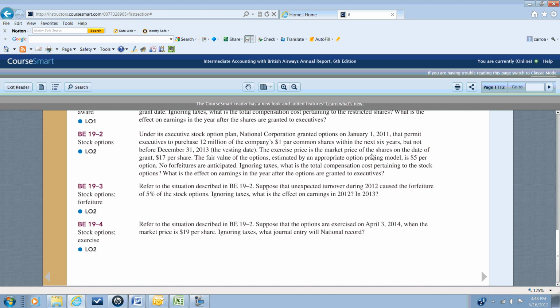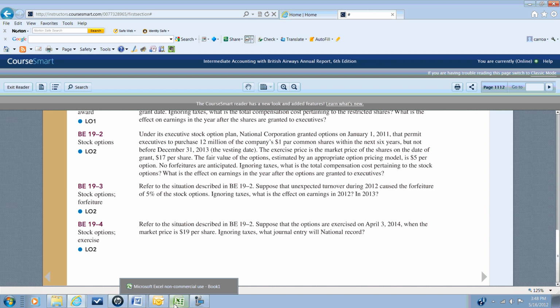The first thing to understand is that the accounting will be done during the vesting period. The fact that the employees have 3 years after the vesting date to exercise this option does not enter into the accounting. Right, so we have 12 million options to buy 12 million shares. We have $1 par value. The current market price is $17, and the model gives us a fair value of 5.